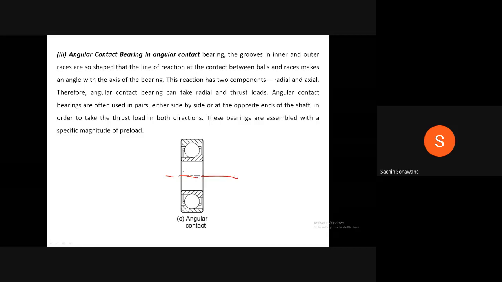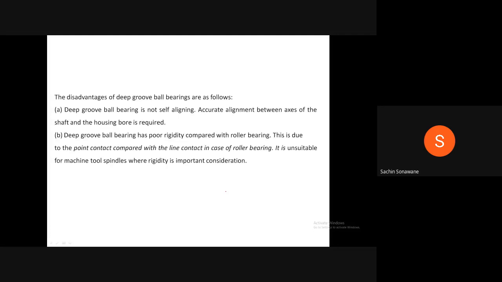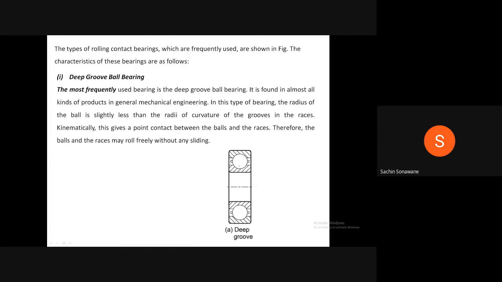Therefore, in case of angular contact ball bearing, at the contact point reaction will be there. And if you extend this, it will make some angle here. Suppose the angle is theta. Since this reaction makes an angle with the axis of the bearing, that's why it is known as angular contact bearing.